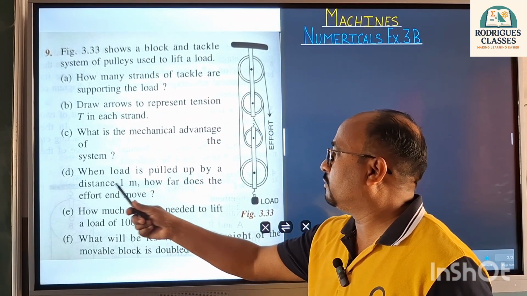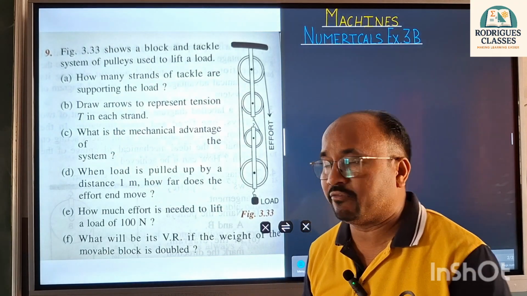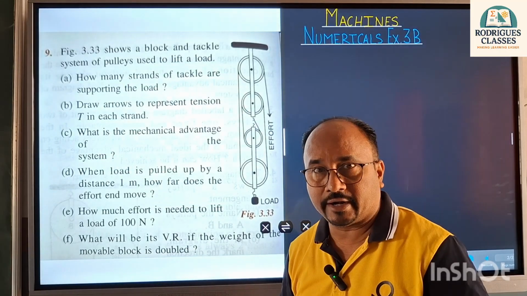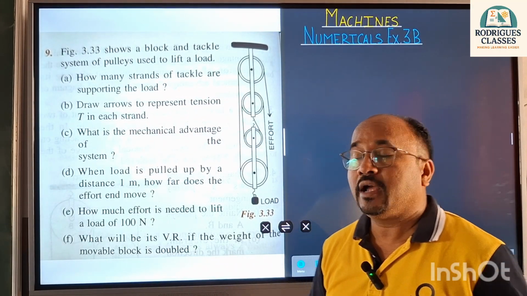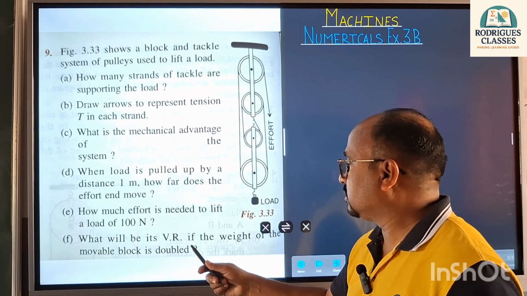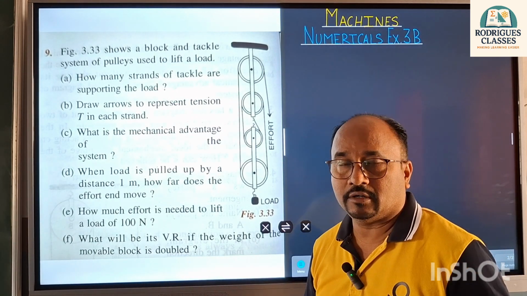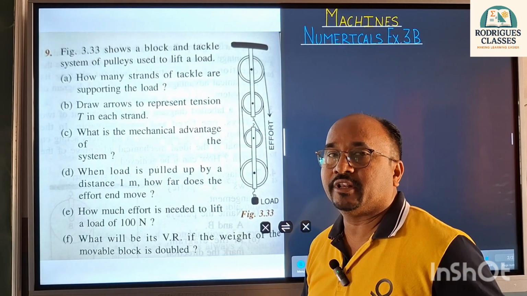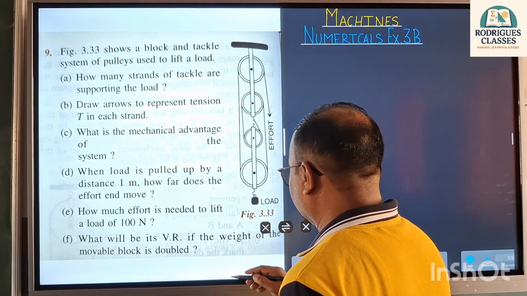When the load is pulled by a distance of 1 meter, how far does the effort move? For that we will apply velocity ratio. Then how much effort is needed to lift a load of 100 Newton? So we have to find the effort when the load is 100 Newton, and then what will be its velocity ratio if the weight of the movable block is doubled. So we will see what happens to it. If you remember what I have been explaining, you must have got the answer to this part. So let us see here.